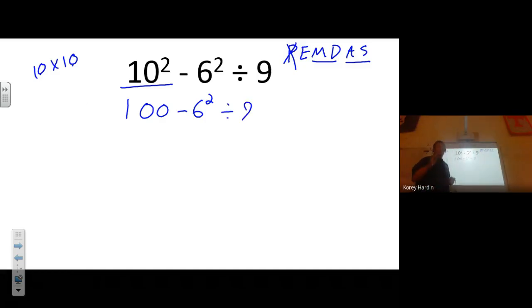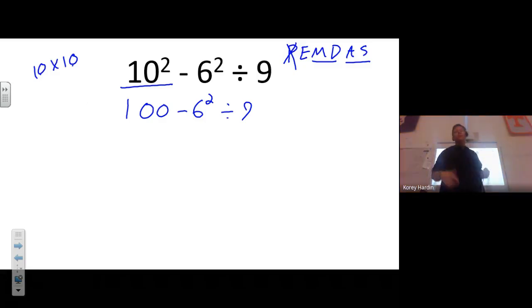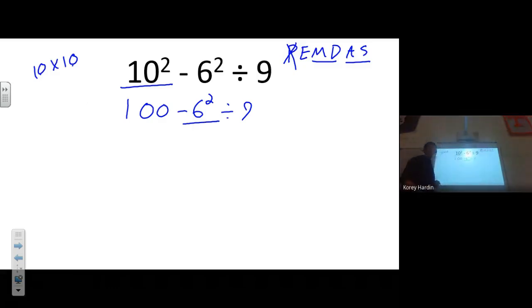Listen, do not get lazy on me. Write it out. After you work something out, write it out. Yes, I know I've still got to do exponents, but make that extra line. That extra line takes you all of 5 seconds, and that 5 seconds may save you from missing the whole problem. Next thing I'm going to do is 6 to the second power. If I write it in expanded form, 6 times 6 is 36.